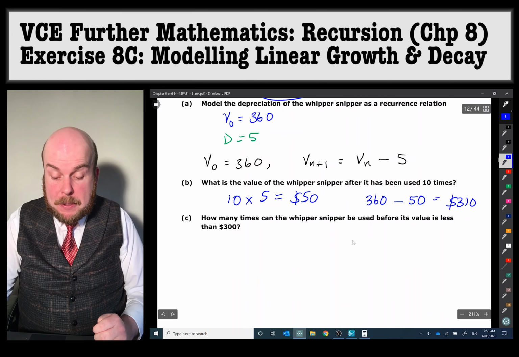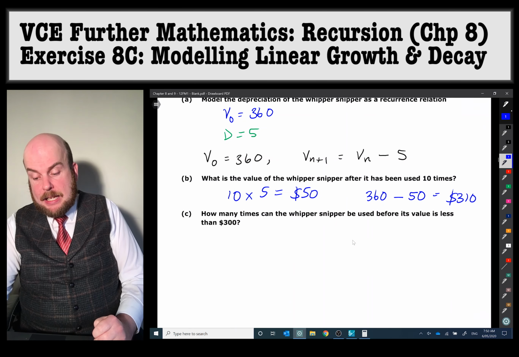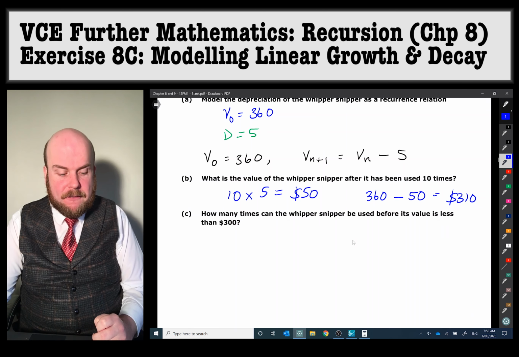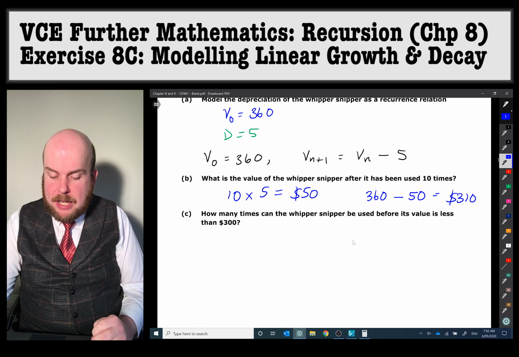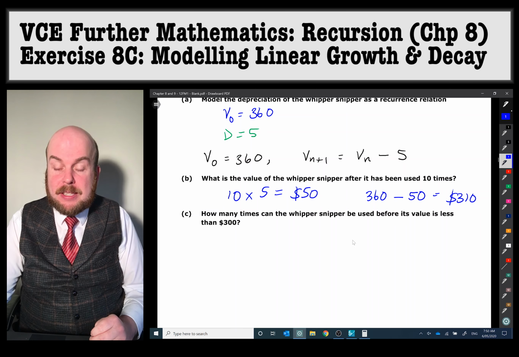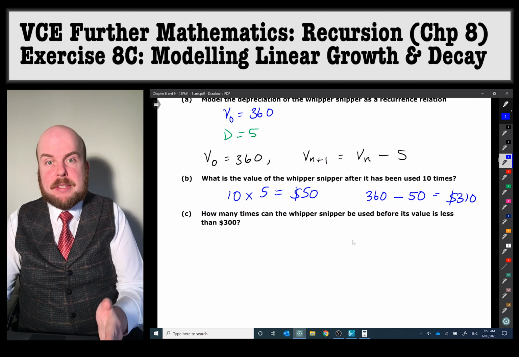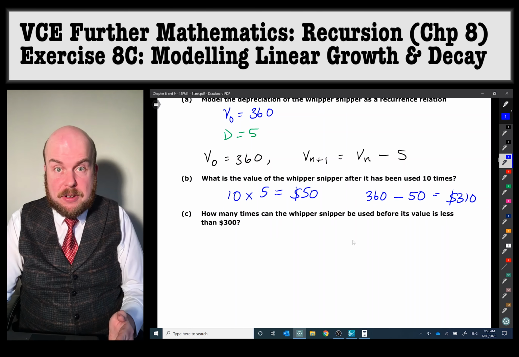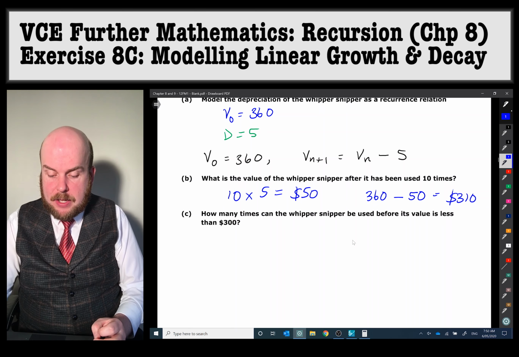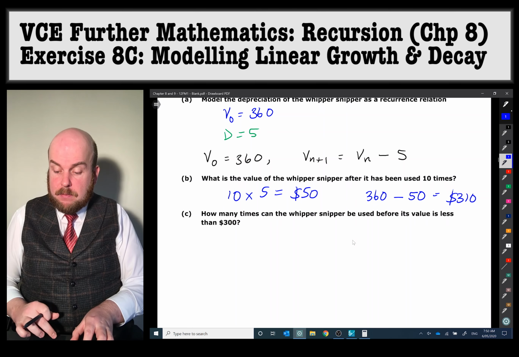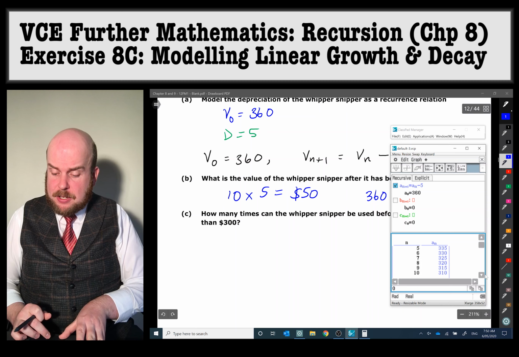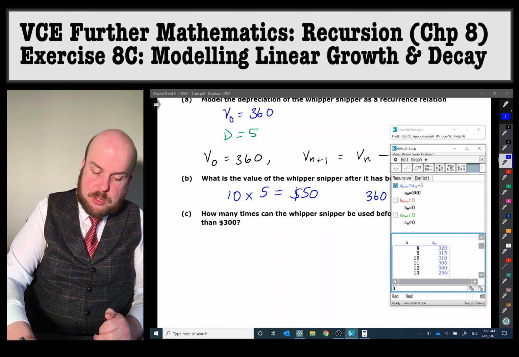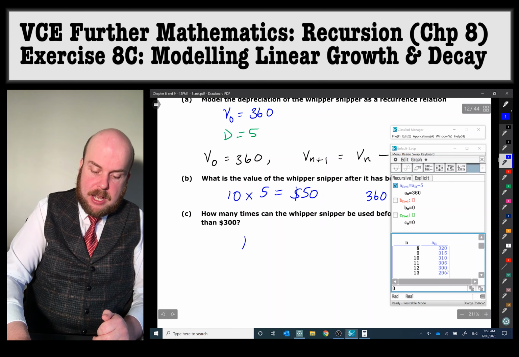How many times can the whipper snipper be used before its value is less than 300? So I would say that we're very close. It's currently at 10 uses. At 10 times, it's at 310. If I minus another 5, that's 305. If I minus another 5, it's at 300. So in other words, 12 uses. But again, I can just look here. I can see at the 12th use, it's at 300. So 12 uses is the answer I am looking for.